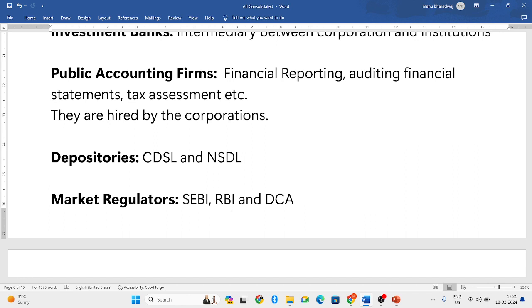So we have two depositories in India. One is CDSL, Central Depository Services Limited, and the other is NSDL, National Securities Depository Limited. These are the two depositories we have in India. They will control the demat account, or the dematerialization account, of the shareholders. All your demat accounts will be controlled by the depositories.